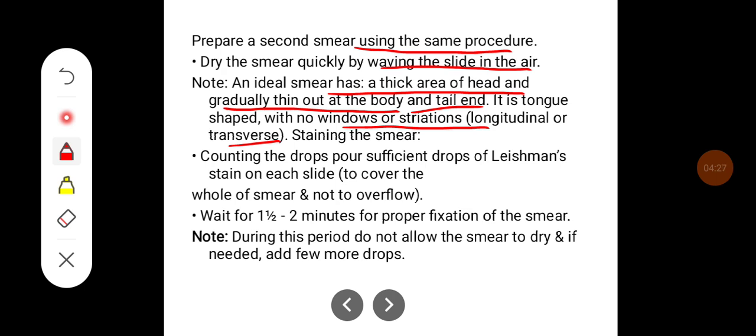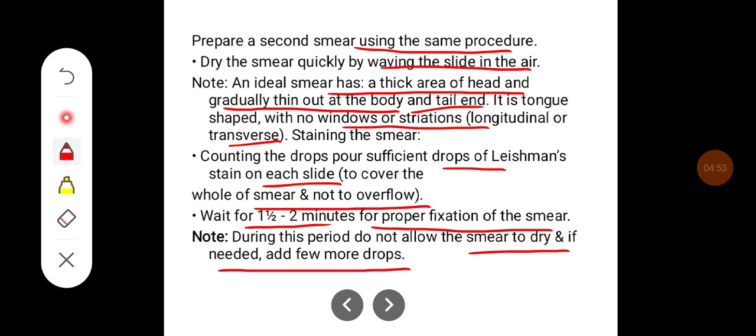Counting the drops of Leishman stain, pour sufficient drops of stain on each slide to cover the whole smear and not to overflow. Then wait for 1.5 to 2 minutes for proper fixation of the smear. Note that during this period, do not allow the smear to dry, and if needed, you can add a few more drops. Allowing them to dry may lead to precipitation of the stain.